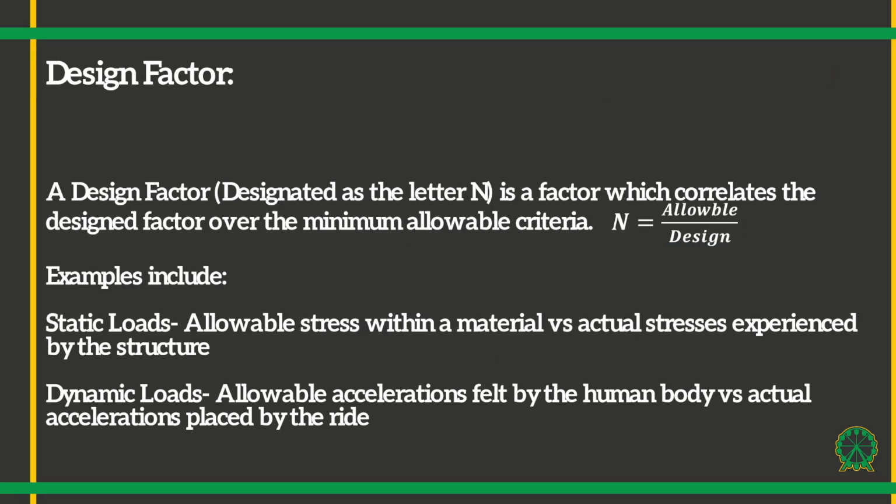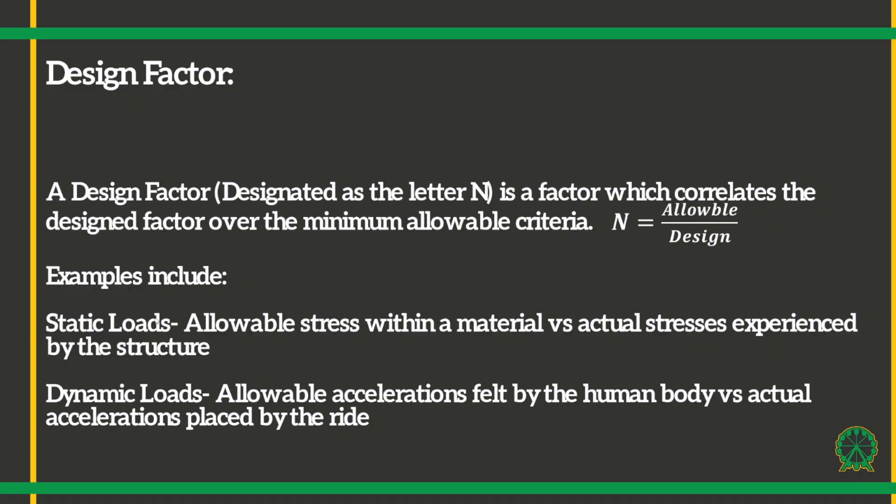So think of it this way: engineering failure is when whatever you're engineering just stops working, right? A design factor is a factor which correlates the design factor. I have this backwards, but it is basically the minimum allowable criteria over our designed factor for whatever quantity we're trying to find. So in this equation, n is equal to allowable over design. That means our maximum possible value gets divided by what is actually experienced by whatever we design, to make sure there is no failure, because if we go over, we are causing something to go wrong.